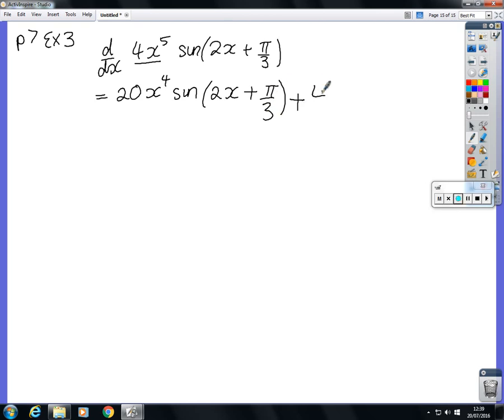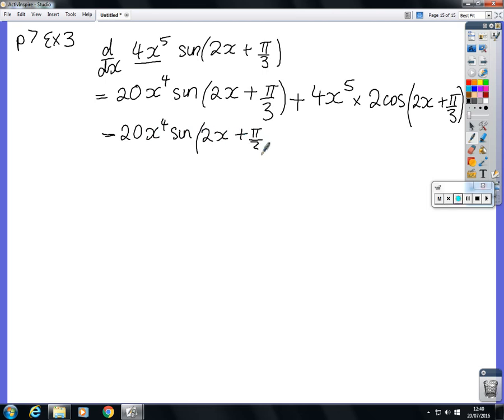Add 4x to the 5, that's the first function left alone, multiplied by the derivative of sine 2x plus pi over 3, which is 2 cos bracket 2x plus pi over 3. Tidying up, 20x to the 4 sine bracket 2x plus pi over 3 plus 8x to the 5 cos 2x plus pi over 3.